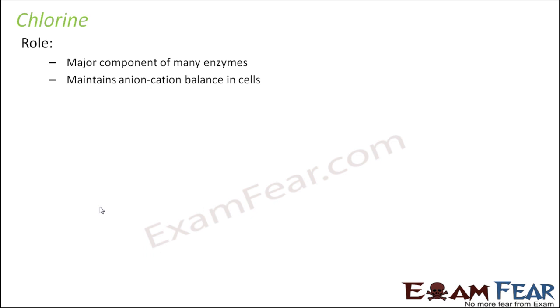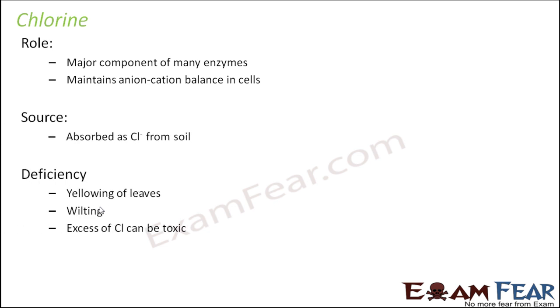Chlorine. It is a major component of many enzymes. It is involved in many processes like osmosis, as a result of which it maintains the anion-cation balance in the cell. The ionic balance is important for plants to take up the mineral elements as well as during photosynthesis. So they play an important role.